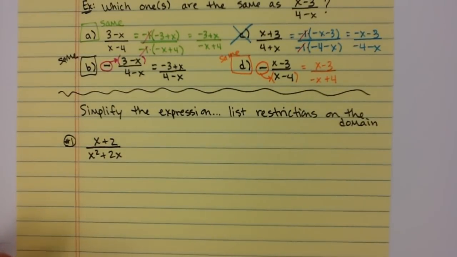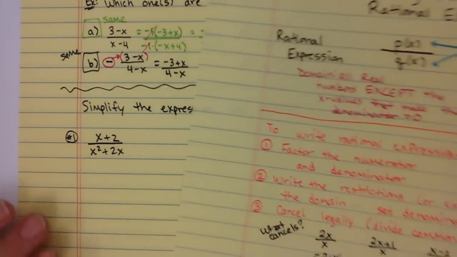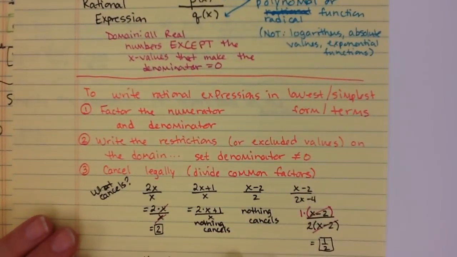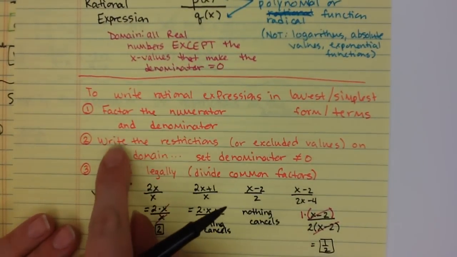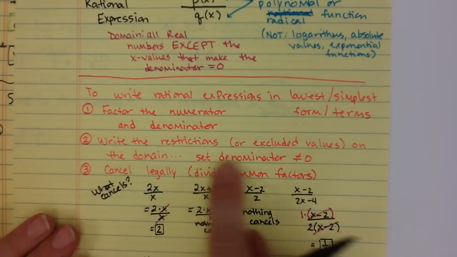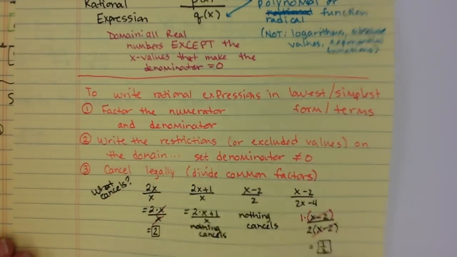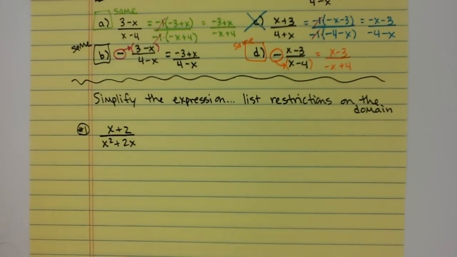You might want to flip back and forth between your instructions that we had on the previous page and your problem. So I'll just put those here for a moment. The first thing we're going to do is factor the numerator and denominator. Then we write the restrictions or excluded values by setting the denominator not equal to 0. And then we will cancel legally. So that's what we're about to do. First thing we've got to do is factor.